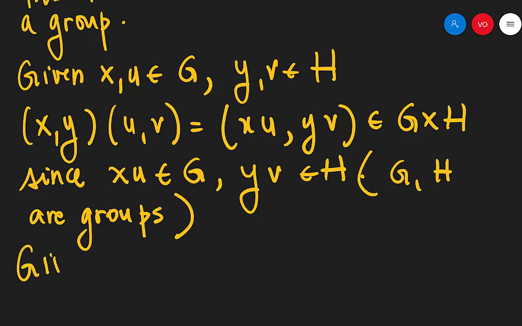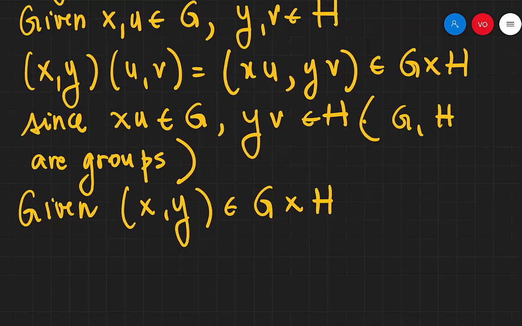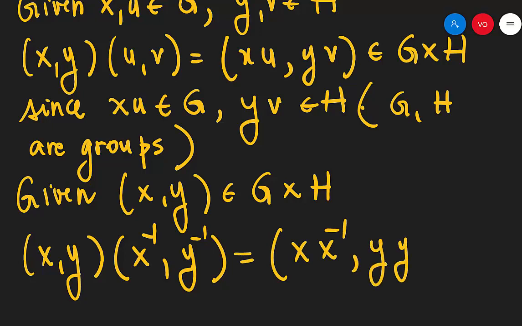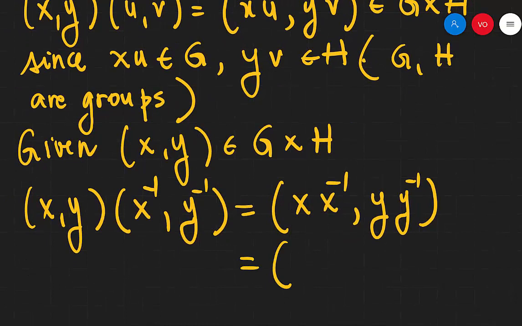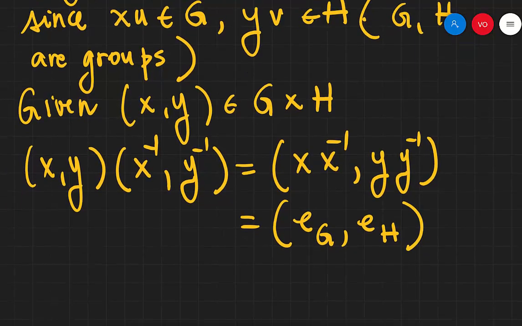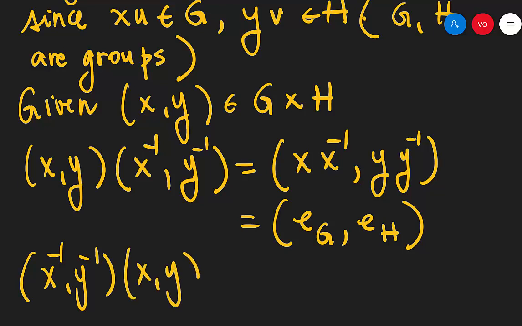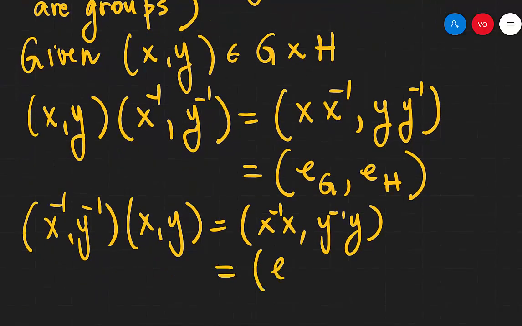Also, given (x, y) in G cross H, notice that if we combine (x, y) with (x inverse, y inverse) with respect to the respective operations, we'll get (x x inverse, y y inverse), and the first will be the identity in G, and this will be the identity in H. And then similarly, if you take (x inverse, y inverse) combined with (x, y), we will also get (x inverse x, y inverse y), and this will be e_G and then e_H.